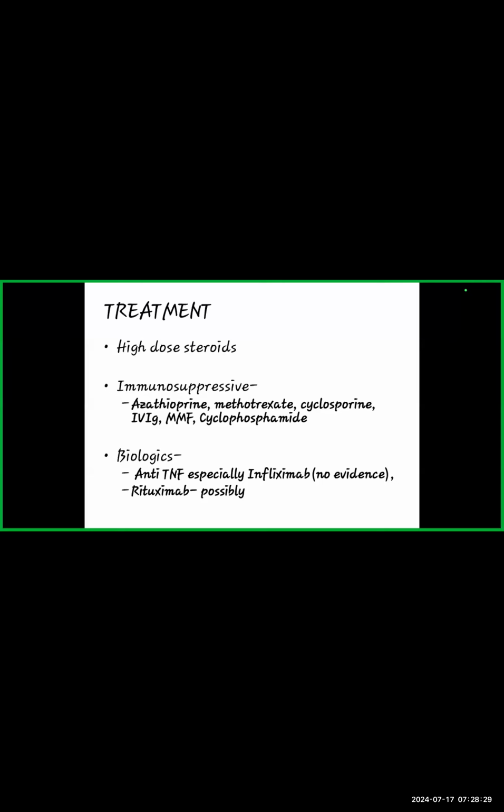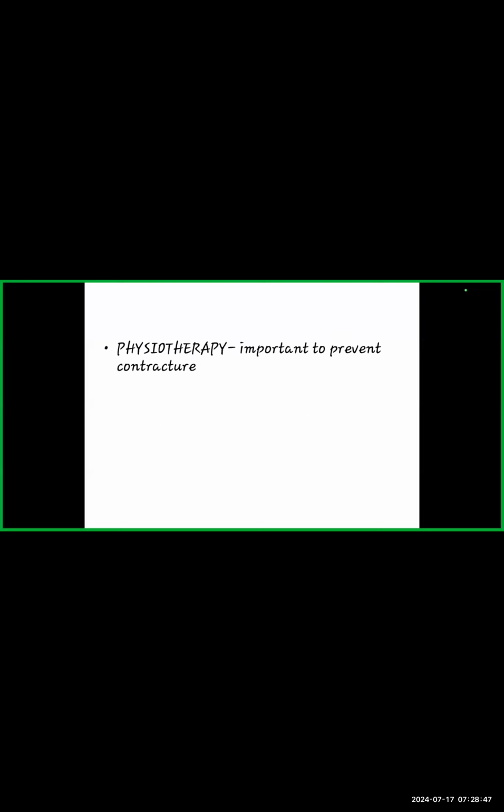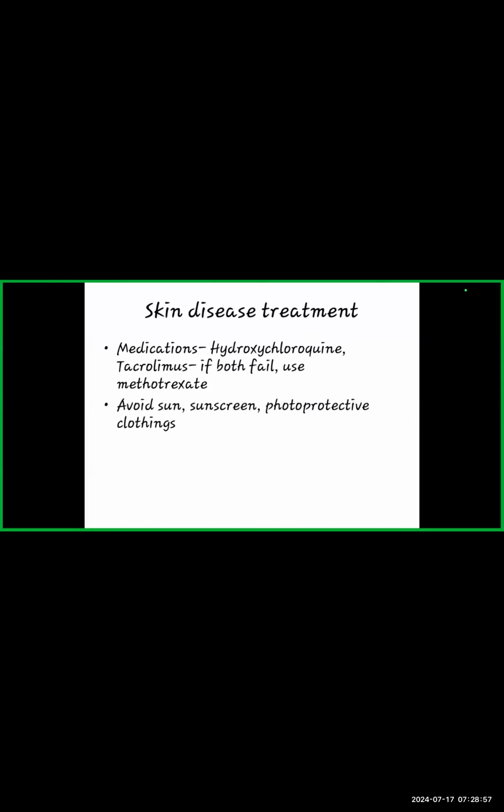strongyloidiasis. Immunosuppressants that are usually used include azathioprine, methotrexate, cyclosporine, mycophenolate, as well as cyclophosphamide. These are especially important for refractory cases of dermatomyositis, and then we can also make use of biologics as well. It is very important to also make use of physiotherapy to prevent contractures, so that when the patient is on admission, we exercise the muscles to prevent the possibility of the patient developing contractures.